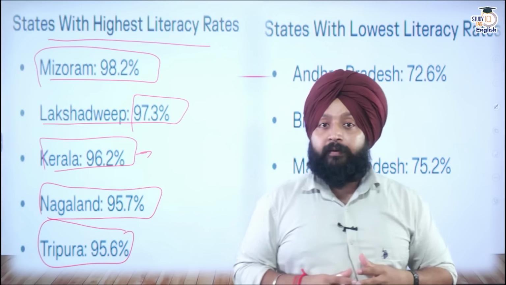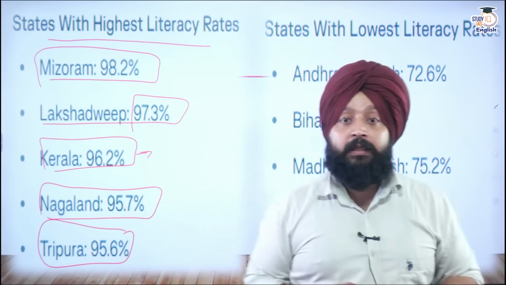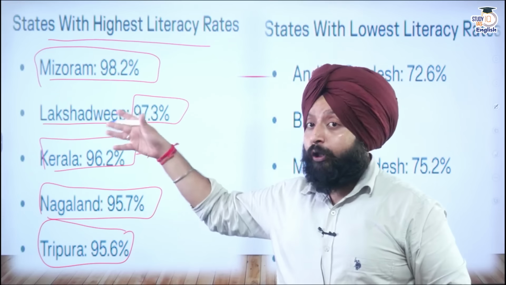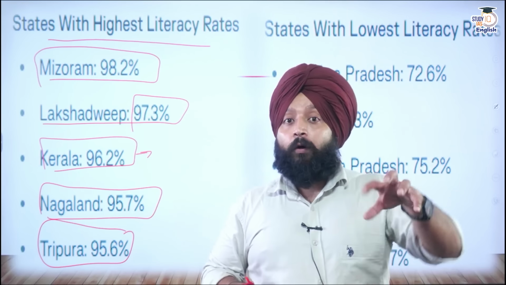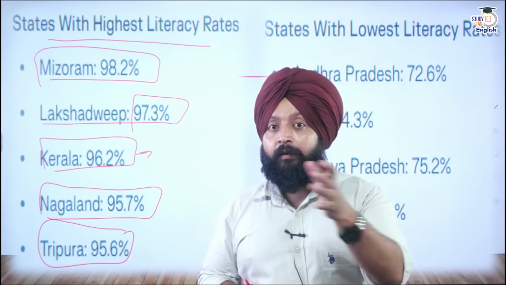Now, we'll see states from southern India and northeast India. They have very high literacy rates. We have seen the state of Mizoram that is about to achieve cent percent literacy rate. We have seen the UT of Lakshadweep, the state of Kerala. All of them are very near to achieving 100% literacy.